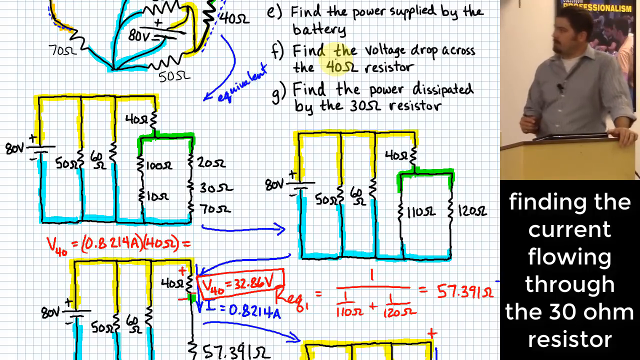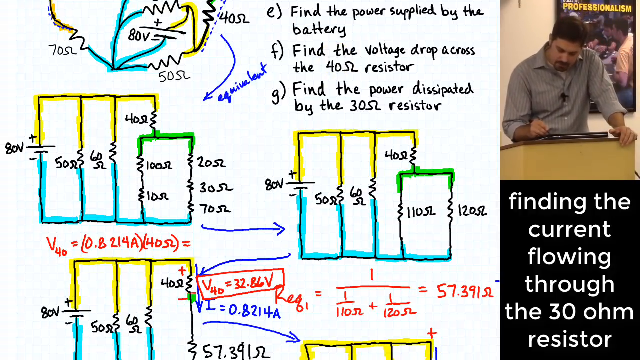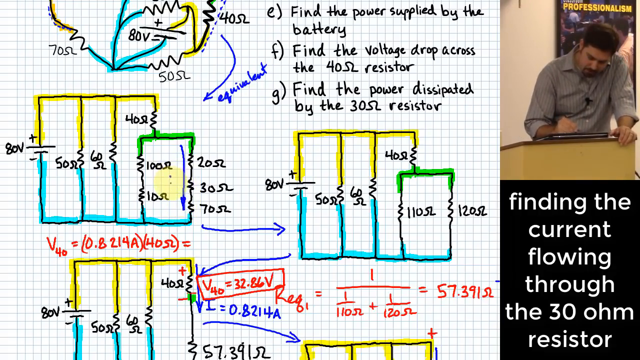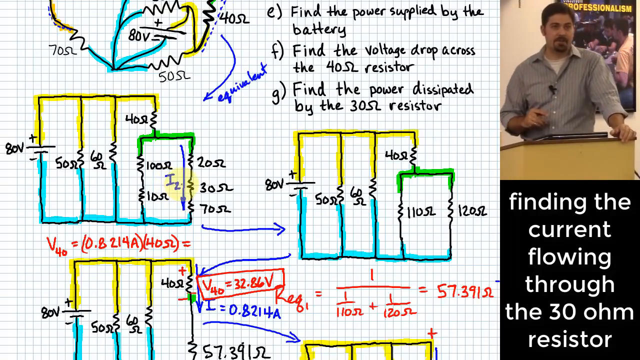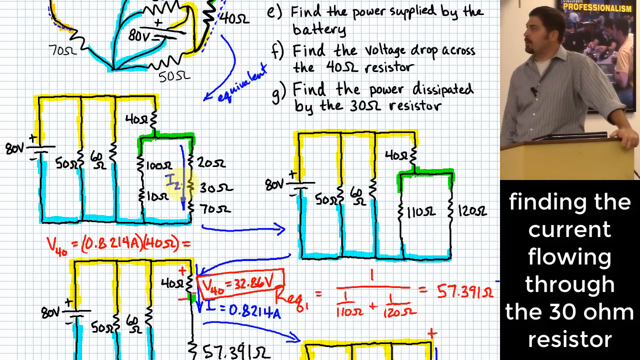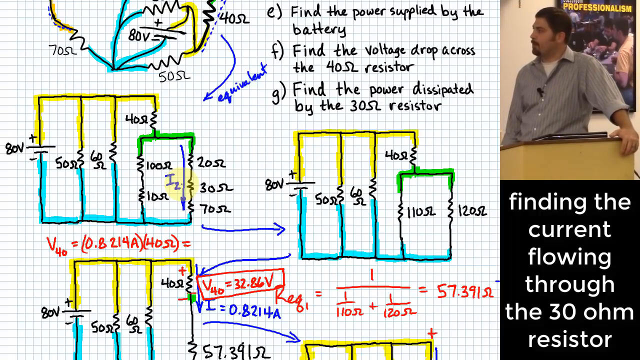Would you agree that if I knew the current that flowed through this leg right here, I'll just call it I2, because we already used I, this is a different current. If I know the current that flows through that path right there, could I figure out the power dissipated by the 30 ohm resistor? I see a lot of heads nodding. Okay, that's good. You can do that.